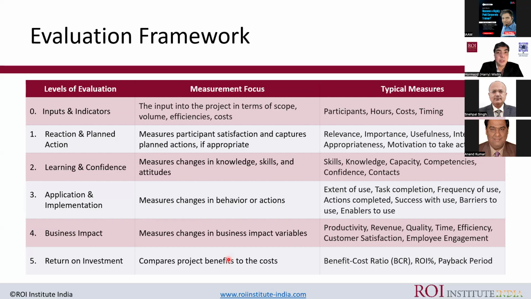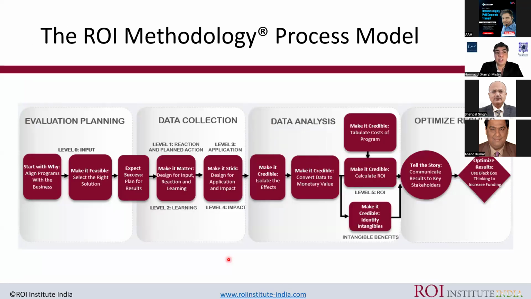Now, how do we do it? Okay. We have a process model which gives us 12 different steps divided into 4 different stages. Right? It starts with evaluation planning, where we start off by aligning your program with the business. Okay? We start with the why. We identify why the program is required, and we align it to the business.